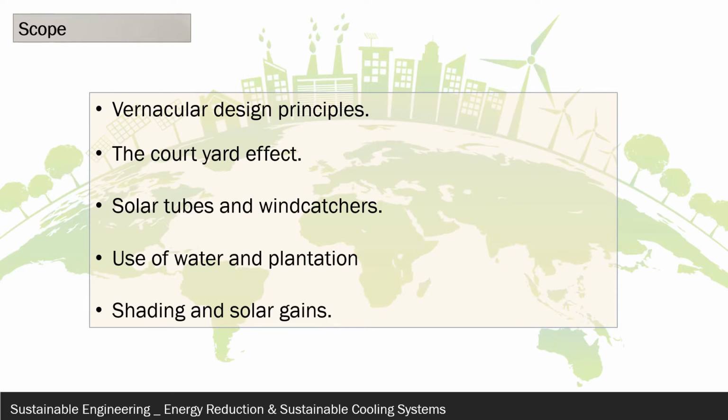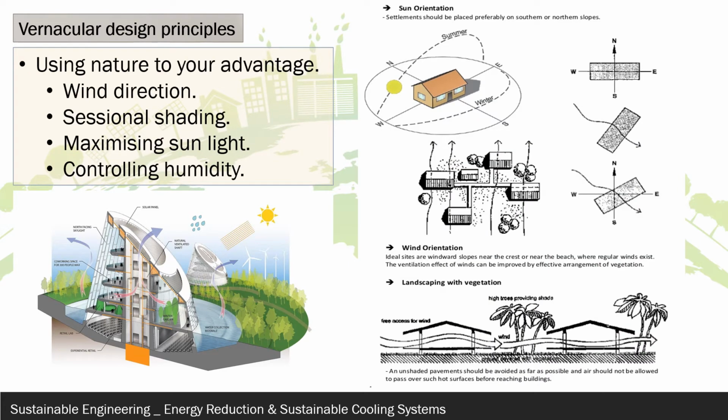Areas we're going to look at within this part of the presentation: vernacular design principles, the courtyard effect, solar tubes and wind catchers, the use of water and plantation within our designs, and how shading and solar gains greatly affect our buildings. I gave you an insight into vernacular design principles in our last presentation. Here we'd like to take them a stage further.